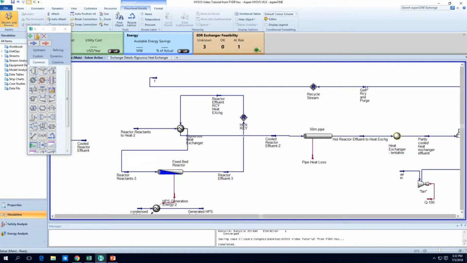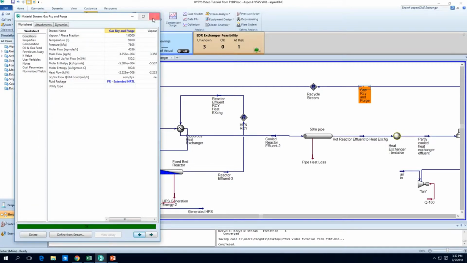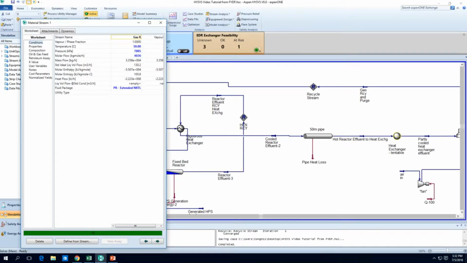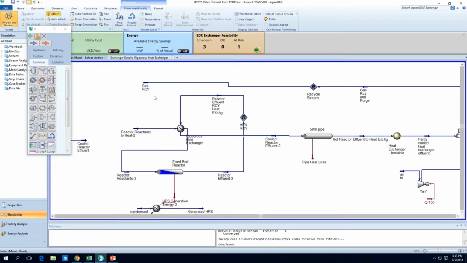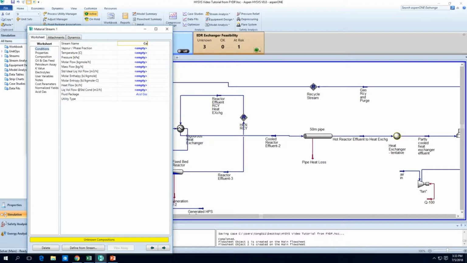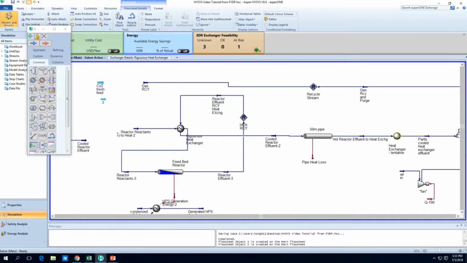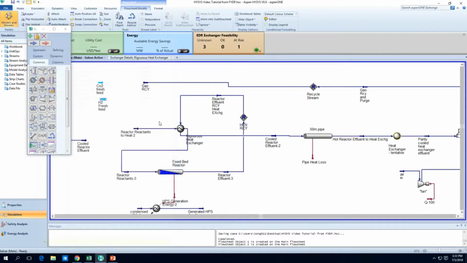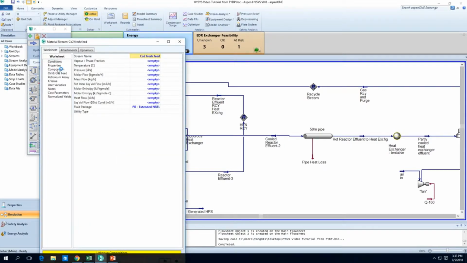Alright, so moving on, we will have this stream 1 here, which is our recycle stream basically. So gas RCY, I'm just going to put it as that. And we find that we need 2 fresh feeds. Okay, so one is the CO2 fresh feed, which fluid package will be Peng Robinson again, and hydrogen fresh feed. Alright, so now we need to put in our composition.